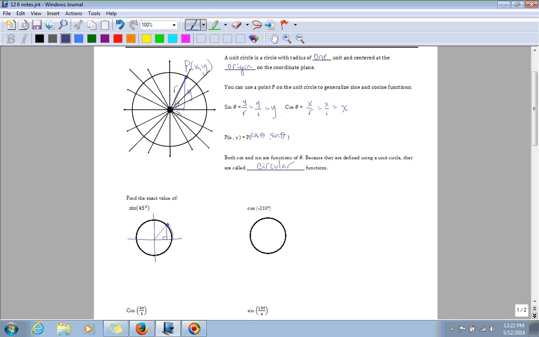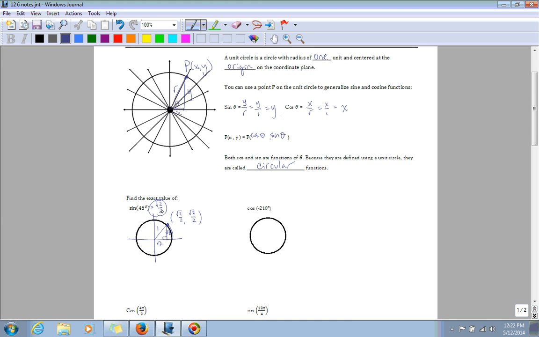For example, in the unit circle, if this is 1, this is a 45, 45, 90 triangle. The two values on your legs are square root of 2 over 2, square root of 2 over 2. So if you're building your coordinate point there, it is square root of 2 over 2 and square root of 2 over 2. The value of the sine function is the y-coordinate of that point, which is square root of 2 over 2.